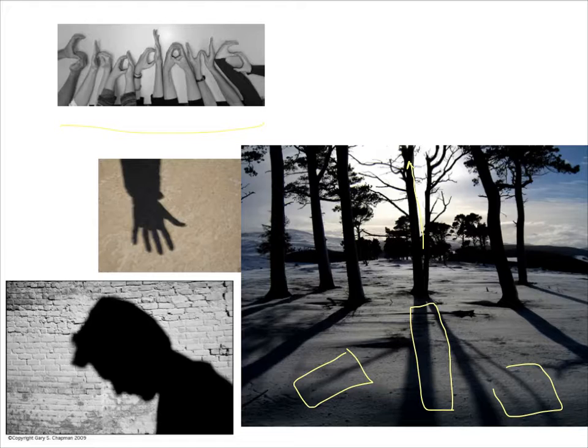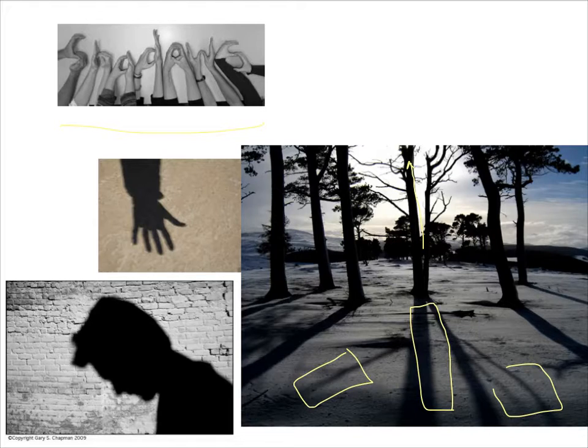Now, the barrier is the object that's creating the shadow. It's the object that's coming between the source of light, in this case our sun, and the ground, which is where the shadows are falling. That object is the barrier, and the light waves are bending as they move around that barrier, and that's causing the edges of those shadows to blur.